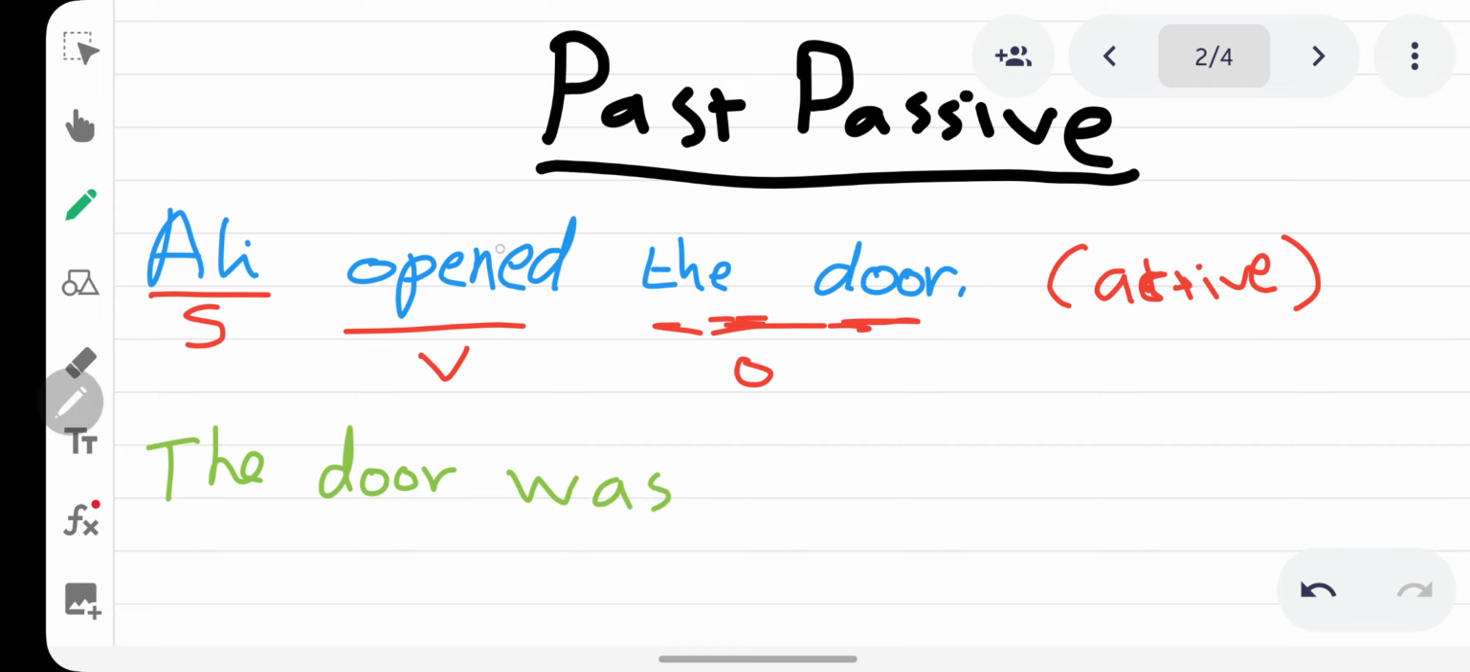Then this is the main verb in the active sentence. We need to change it into the past participle, which is the same. So the door was opened. Now the sentence is done. Now if we want to add who is doing the action, which is Ali here, we can write by. Then we write the name of the subject, who is Ali. So the door was opened by Ali.